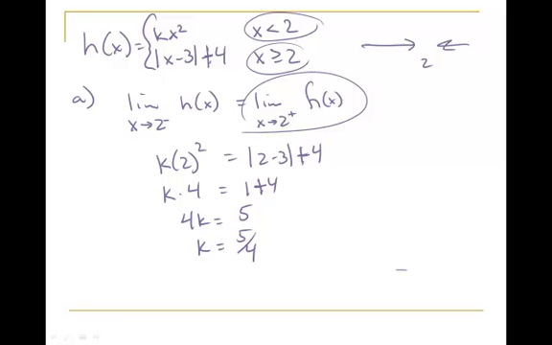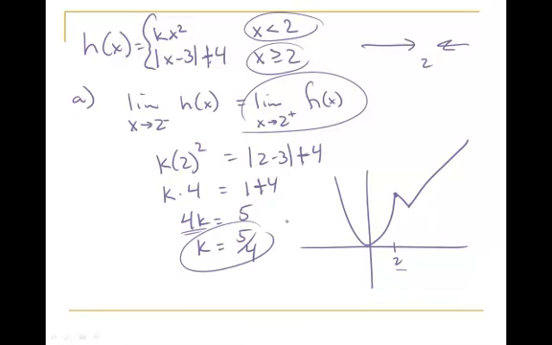Part B then asks you to plot the graph. You can do that with your graphing calculator, and we should get a place on your graph if you do your trace or even your find a value. You can find that as we approach 2, we are getting very, very close to 5 from both sides, and therefore k must equal 5/4.